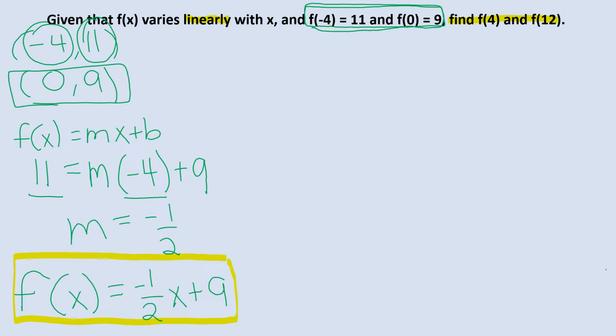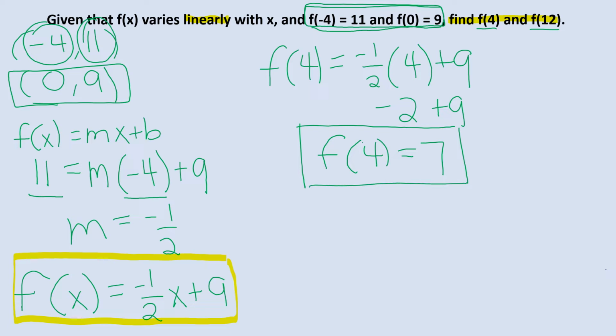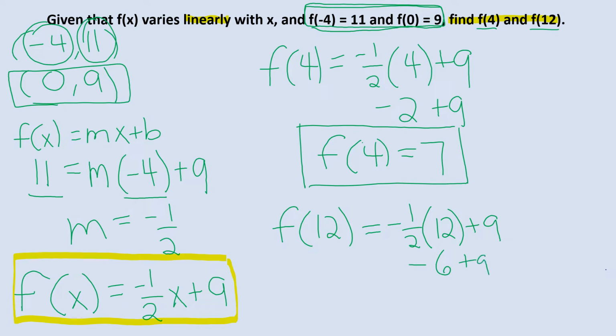Now we are going to use this and we are going to plug in 4 and 12. So f of 4 equals -1/2 times 4 plus 9. This would be -2 plus 9, which is going to give us f of 4 equals 7. And then we are also going to plug in 12. F of 12 equals -1/2 times 12 plus 9, which is going to give us -6 plus 9. So f of 12 equals 3.